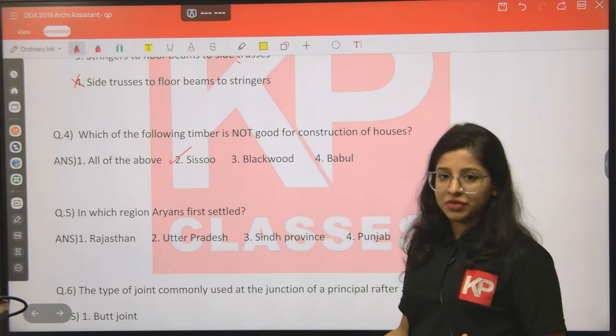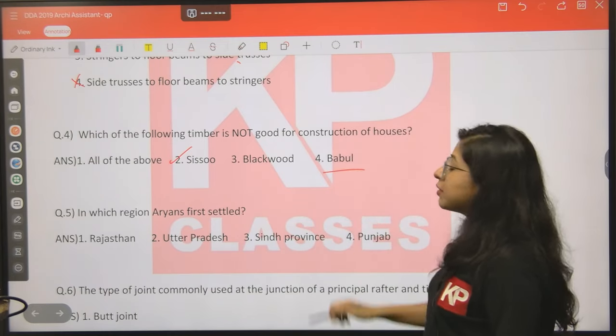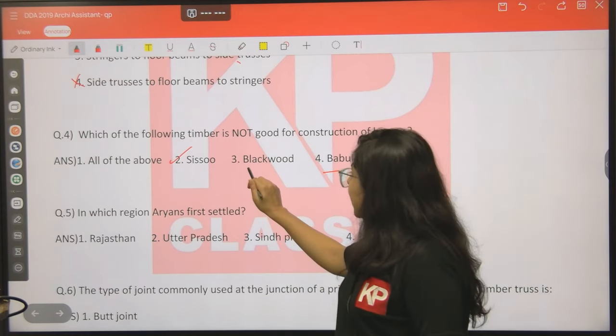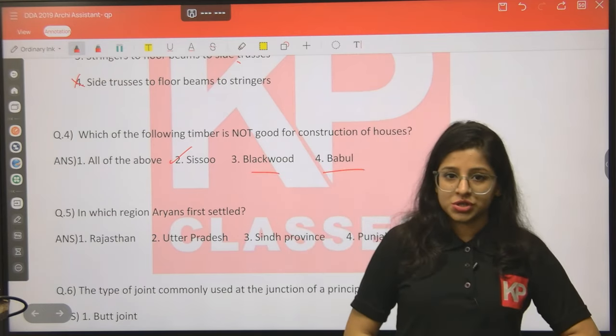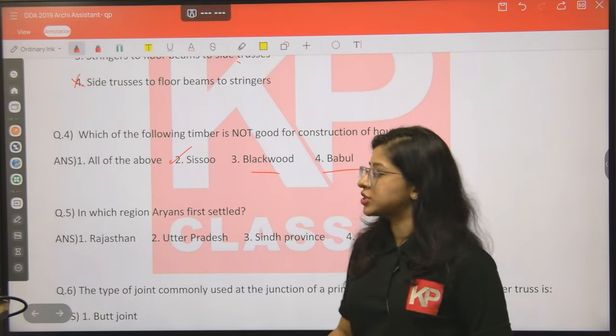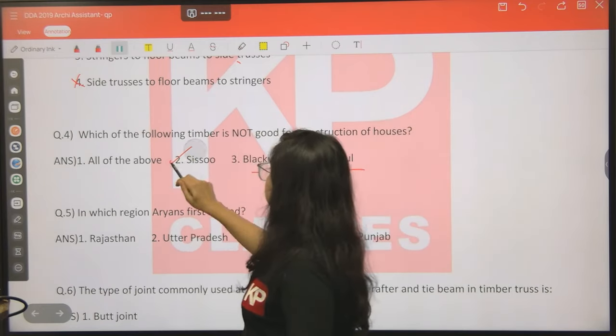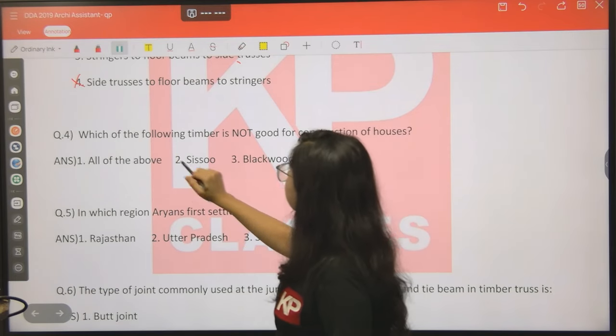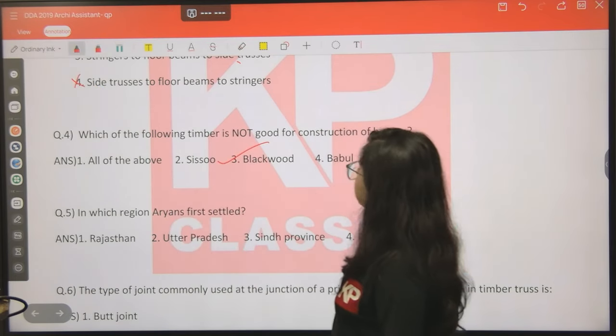Shisham furniture is pretty costly also, if you are aware of it. So shisham is definitely good for construction. Apart from that, babul is also good for construction. Blackwood is not good for construction. Blackwood is not a timber that is good for construction. So the answer for this particular question will be blackwood.